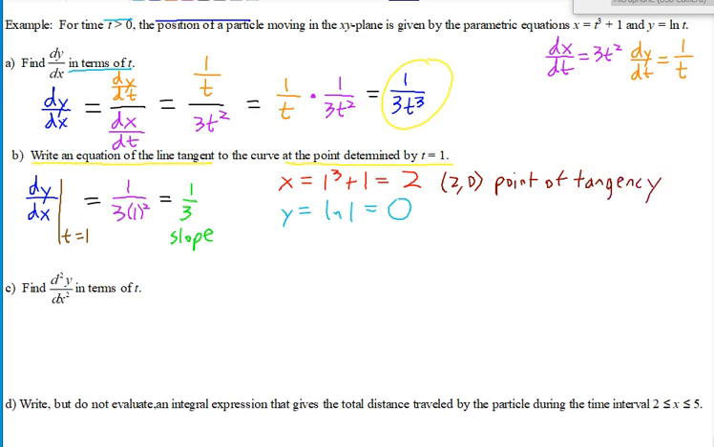And then we write the tangent line using x and y, just like we normally would. So our tangent line would be y minus 0, or just y equals, since the y equals 0. The slope we found is 1/3, times x minus the x coordinate, which is 2.